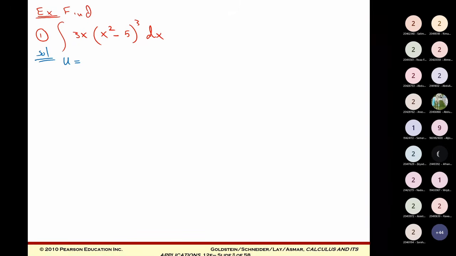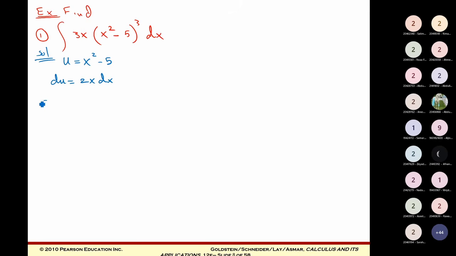We need to put u equal what? x square minus 5. Thank you, Ibrahim. x square minus 5, okay, inside the brackets. So now we need to find du equal to 2x dx. This is the derivative for both sides.